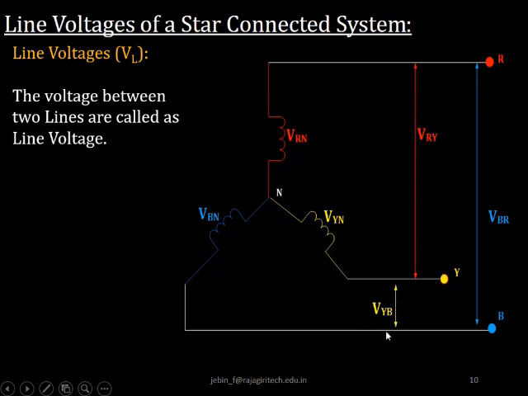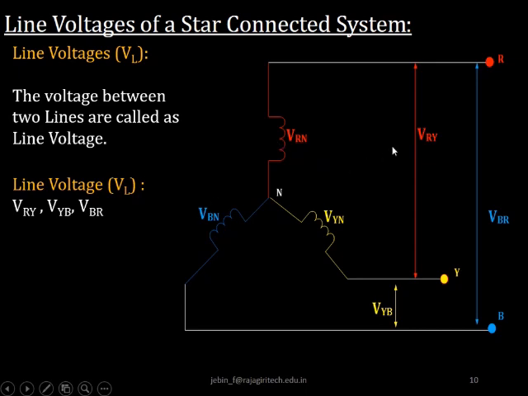Similarly, VYB is a voltage between Y phase and B phase. Now again VBR is nothing but the voltage between the lines R and B. So from the figure it is clear that VRY, VYB and VBR represent the line voltages, which is represented by VL.